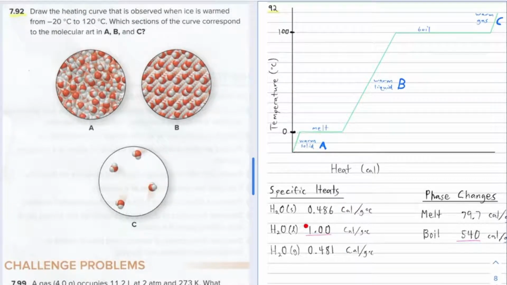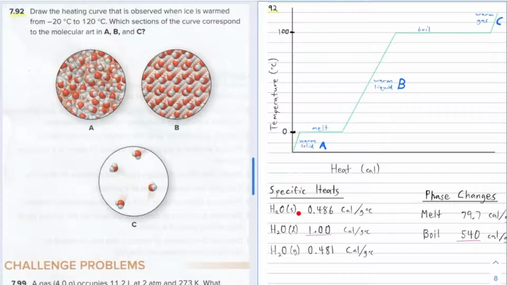So as you warm up water, when it's a solid, it's going to cost you this many calories per gram to warm it up 1 degree. And when you get to a liquid, it's going to cost you that many calories per gram to warm it up 1 degree. And then when you finally get to a gas, it's going to cost you that many calories per gram per degree.